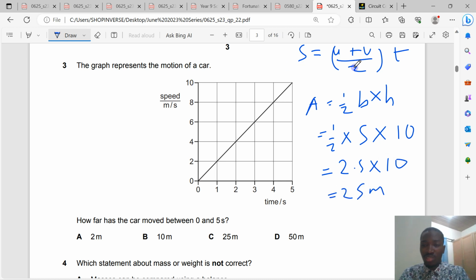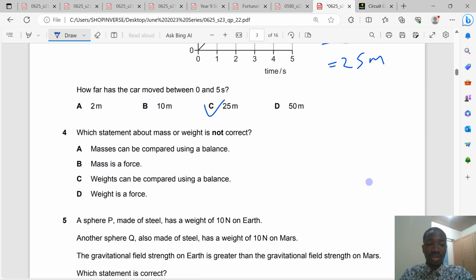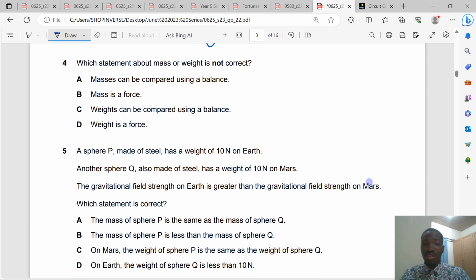If you solve the same question using this formula, U initial velocity 0, V final velocity 10, time taken 5, you definitely get 25 as the correct answer. So you can try it out on your own. Pause this video and try it out.